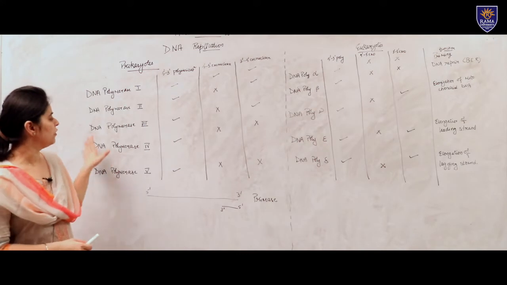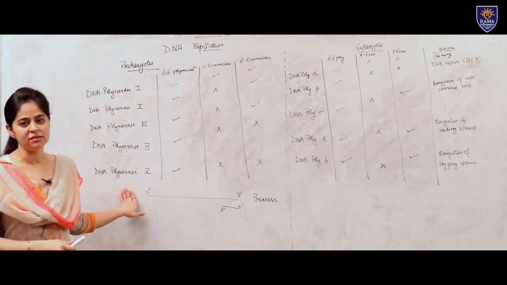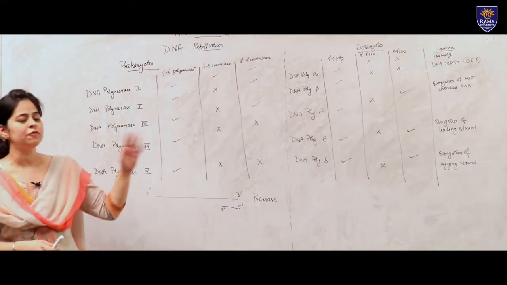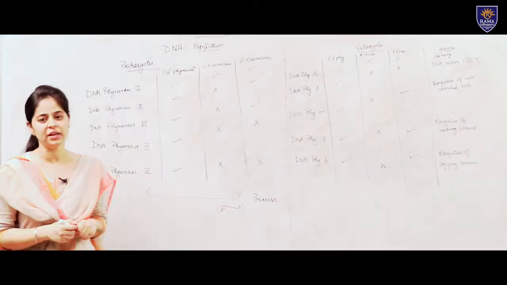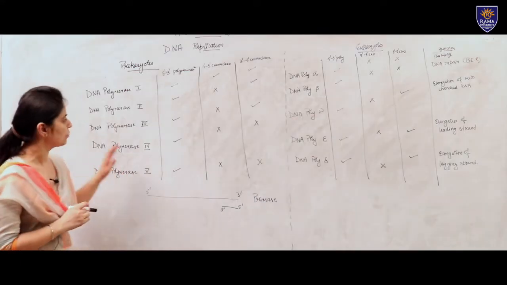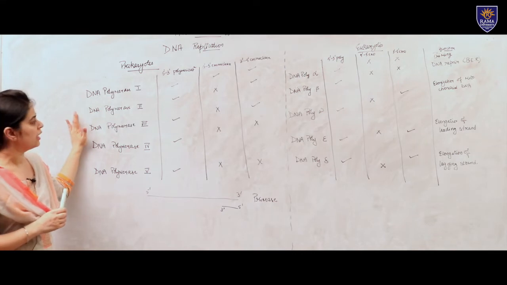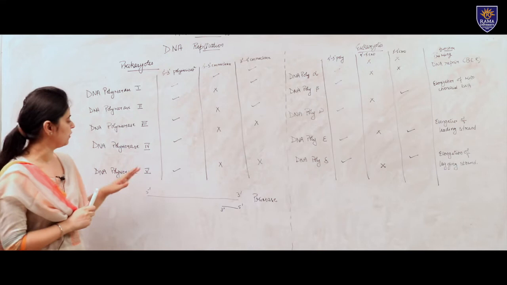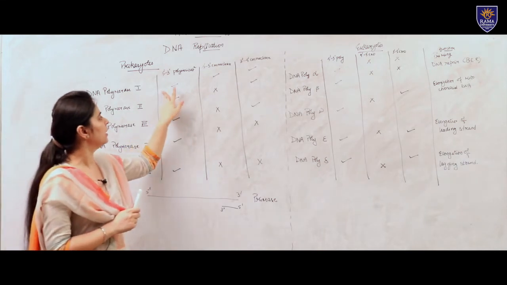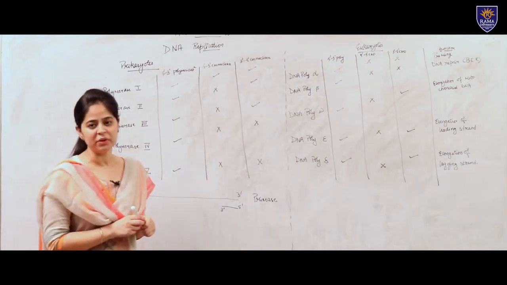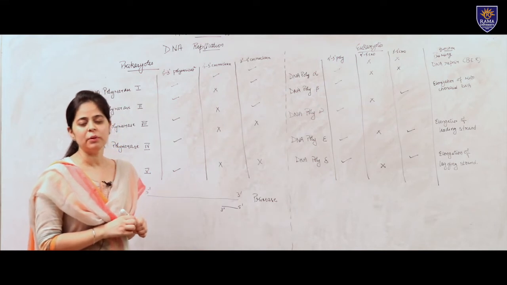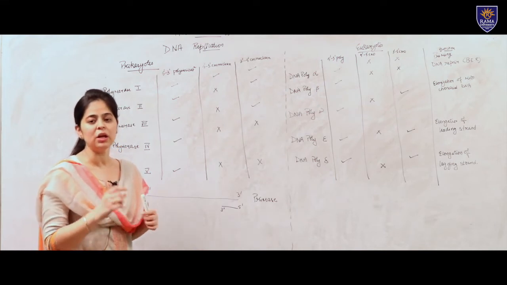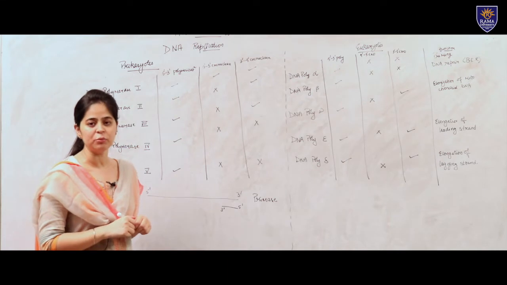There are 5 different types of DNA polymerases in eukaryotes, and there are also 5 different types of DNA polymerases in prokaryotes. If we consider the prokaryotes, there are DNA polymerase 1, 2, 3, 4, 5. DNA polymerase 1 has 5' to 3' polymerization activity. 5' to 3' polymerization activity means it will elongate the nucleotide in the 5' to 3' direction.